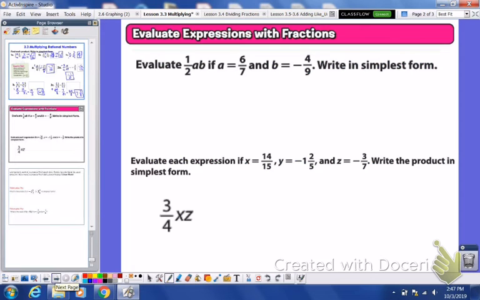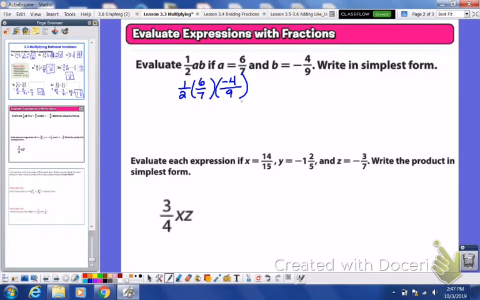So we want to evaluate 1/2 times A times B if A equals 6/7 and B equals -4/9. Write in simplest form. Again, evaluating, that means we're solving. That means we must show our substitution first. So 1/2 times, remember this is multiplication, 6/7 times, I'm going to go ahead and move my negative into my numerator with the 4.